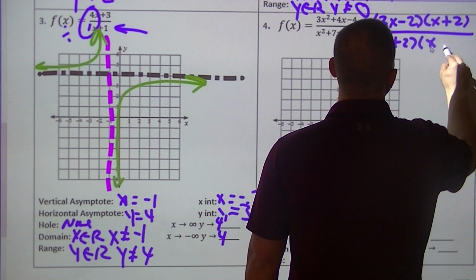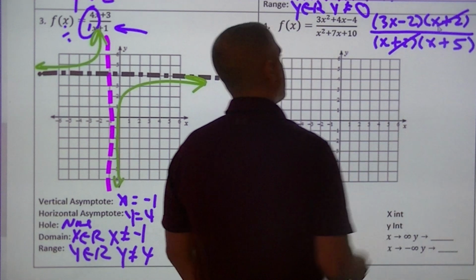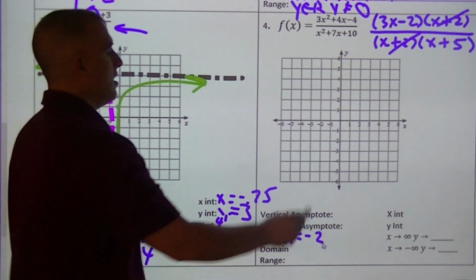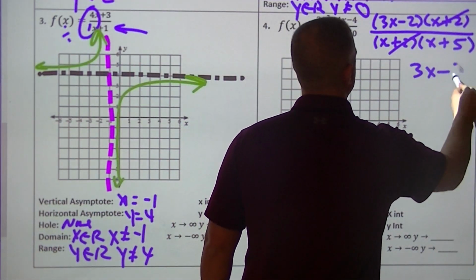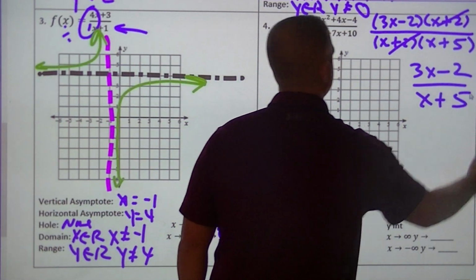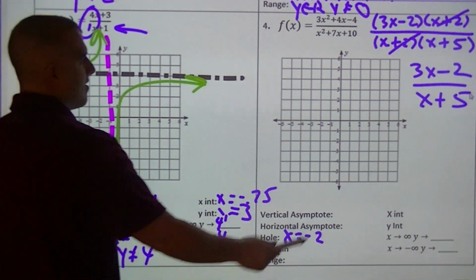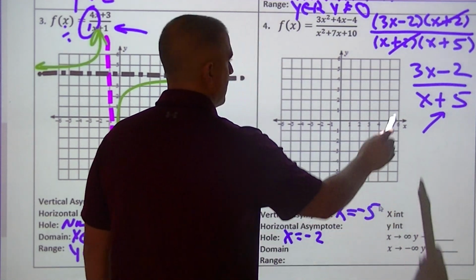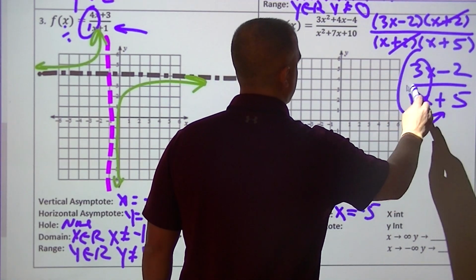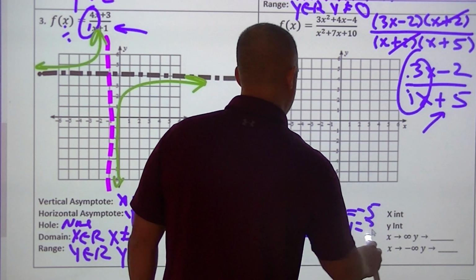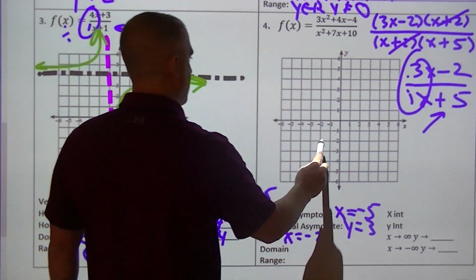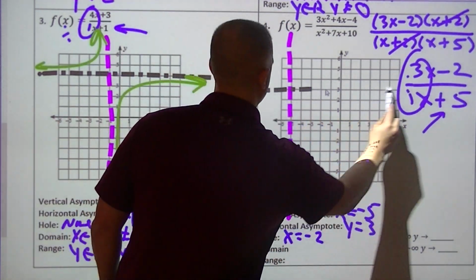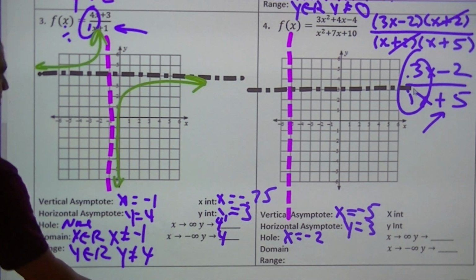Now what happens here is the x plus 2 gets canceled out, so I'm going to have a hole at x equals negative 2. What I have left over is 3x minus 2 over x plus 5. I would solve this part. The vertical asymptote is going to be x equals negative 5. Since I have an x and an x, I divide those numbers out front, which would give me y equals 3. So negative 5, 3.